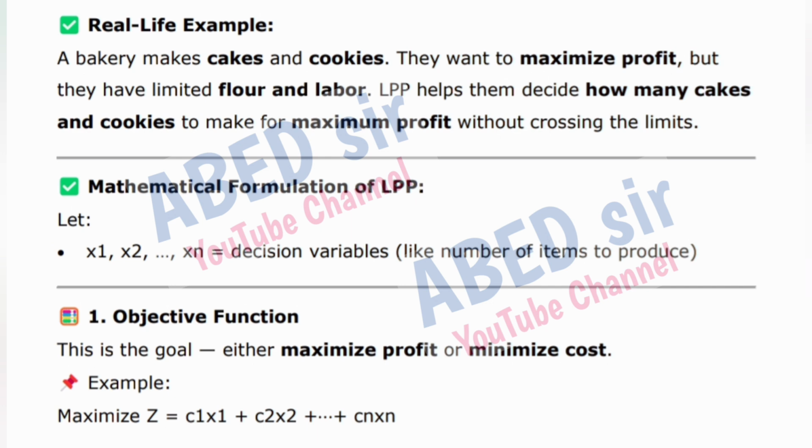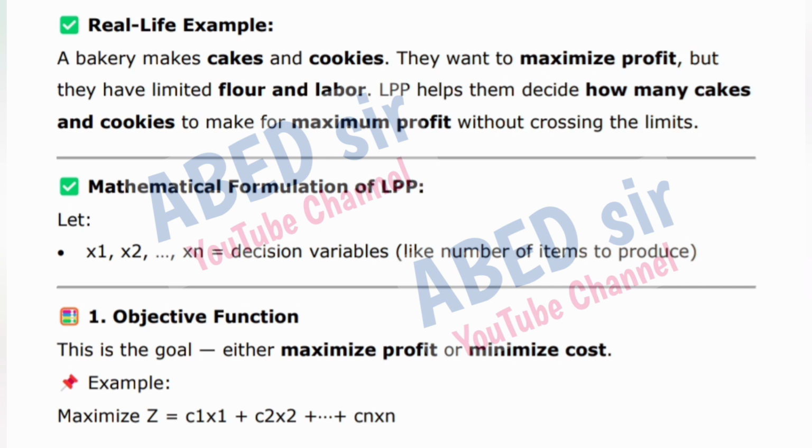Real-life example. A bakery makes cakes and cookies. They want to maximize profit, but they have limited flour and labor. LPP helps them decide how many cakes and cookies to make for maximum profit without crossing the limits. Mathematical formulation of LPP. Let x1, x2, ..., xn be the decision variables, like number of items to produce.